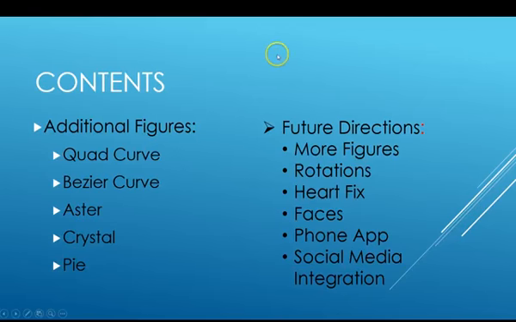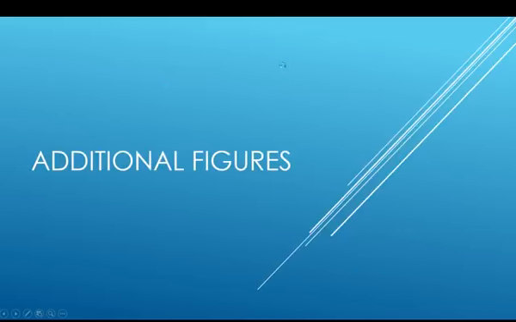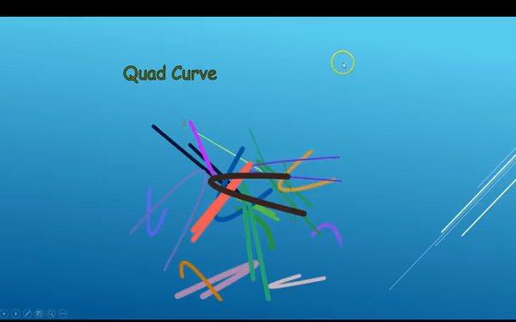So, okay, we're going to look at these additional figures, and then again, I'll talk about some future directions. So this is the quad curve. Basically, I have the quad and the Bezier curve, and they're just super simple. They just randomize some points and then use the functions that are provided by the canvas to do that. I mean, they don't really turn out very interesting. So this is the output for the quad curve.